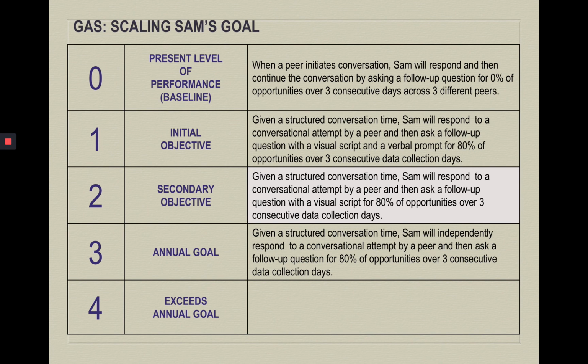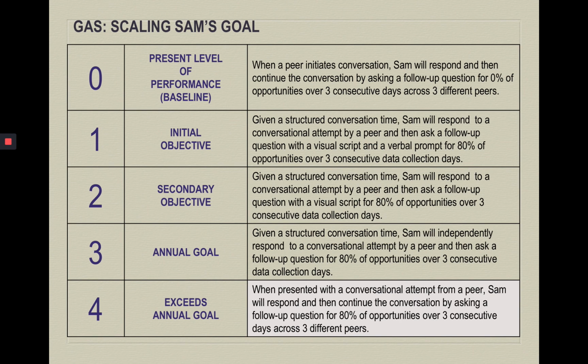Level 2, we're still in our structured conversation, but we no longer have the visual or the verbal prompt. He's only using the visual script, for 80%. And then after he achieves that, we're going to work towards eliminating that visual script. So given a structured conversation time, Sam will independently respond to a conversational attempt by a peer and ask a follow-up question for 80% of opportunities. So now he's doing this independently. He does not have a visual script or a verbal prompt.